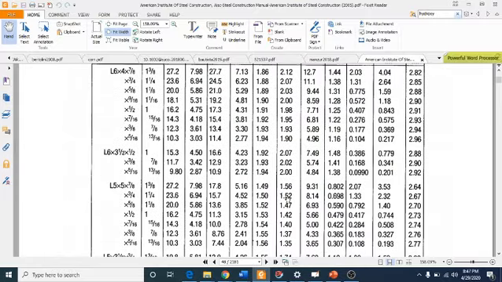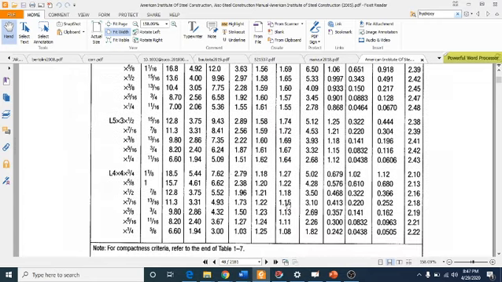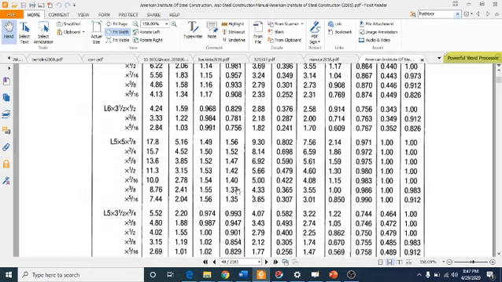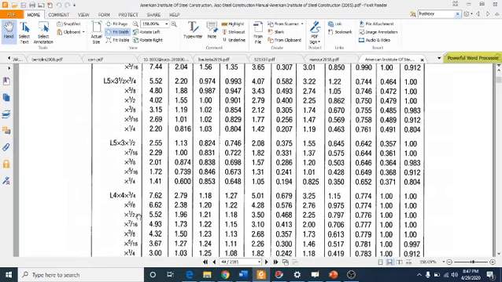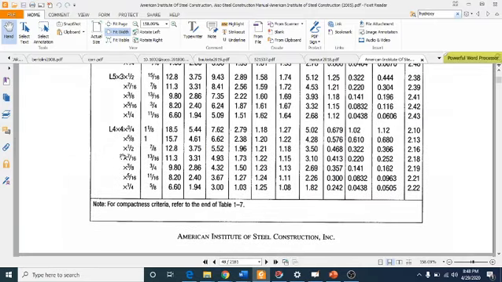As it is a symmetric angle, 4 into 4, it means y dash would be equal to x dash. So I can see here the x dash value for 4 into 4 into half is also 1.18, same as y dash. So you can easily calculate the area as well as the centroid along both the axes.